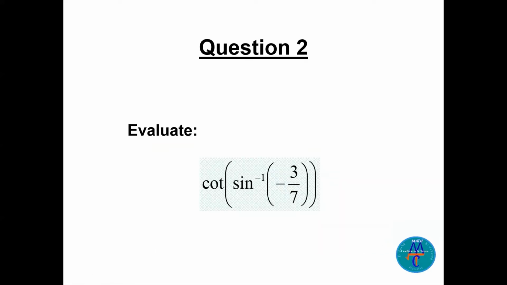Question number 2 is about inverse sine. Let's find the cotan of sine inverse of minus 3 over 7. So cotan is a trigonometric function. We have to find cotan of this angle. Everything inside the big bracket is an angle, the angle whose sine is minus 3 over 7.